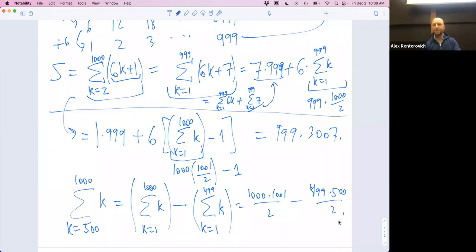Does that make sense? And if it's just a couple of terms, don't bother using the formula. If it was only 3, then you subtract off 1 and you subtract off 2. Okay, are we getting the hang of this kind of thing?